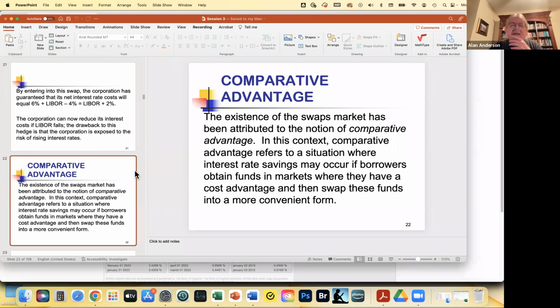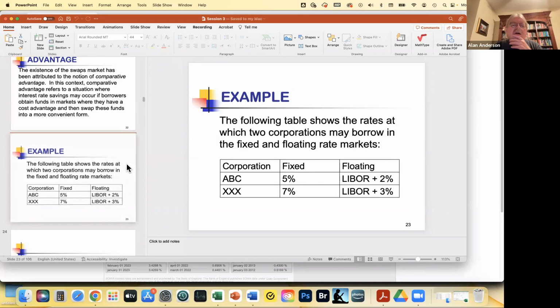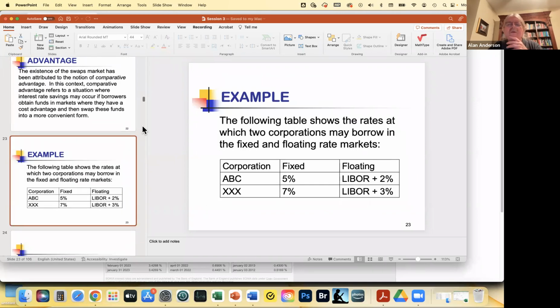Now, this is based on the logic that you've got two companies who are interested in borrowing either at a fixed or floating rate of interest, and that each one, for whatever reason, is able to borrow at a more advantageous rate in one of the two markets. ABC is more creditworthy than XXX in both markets. But if you notice, their advantage is more pronounced in the fixed rate market than the floating rate market.